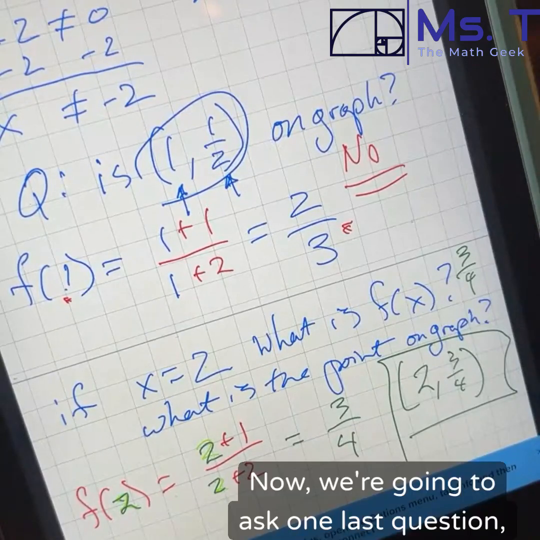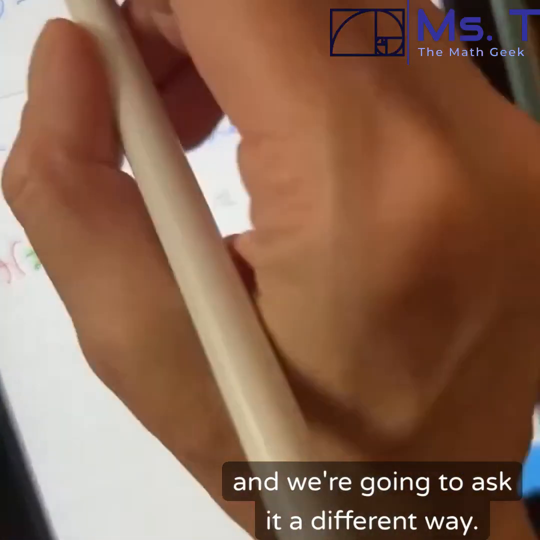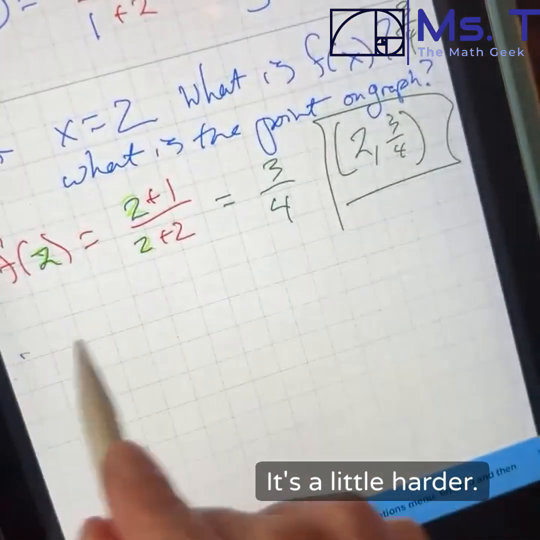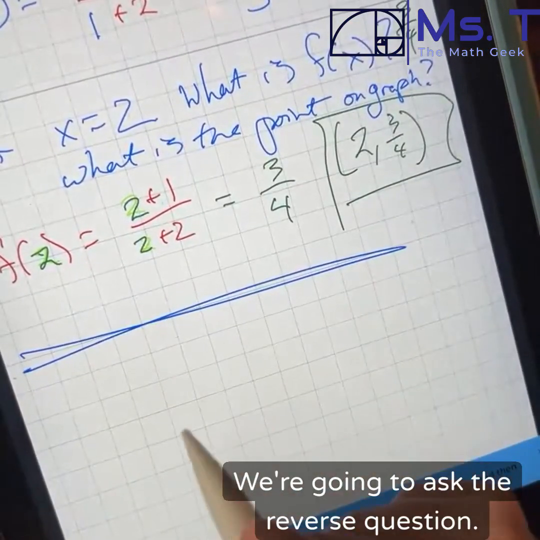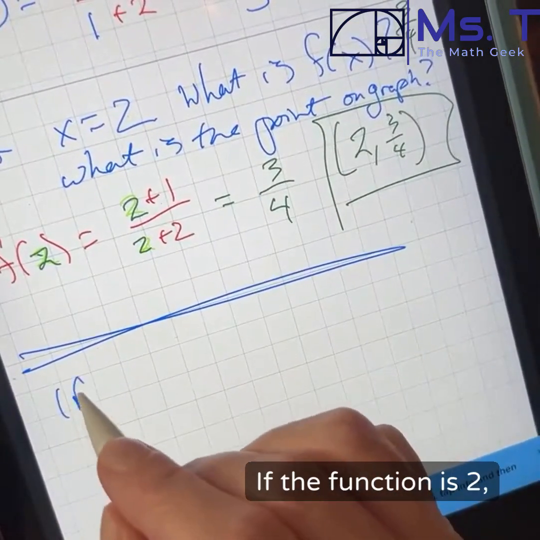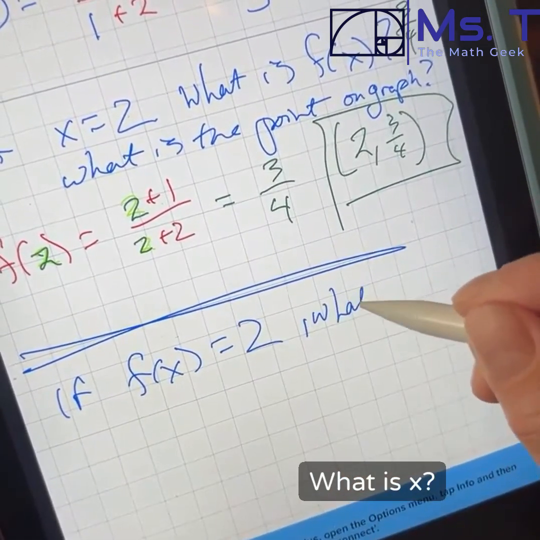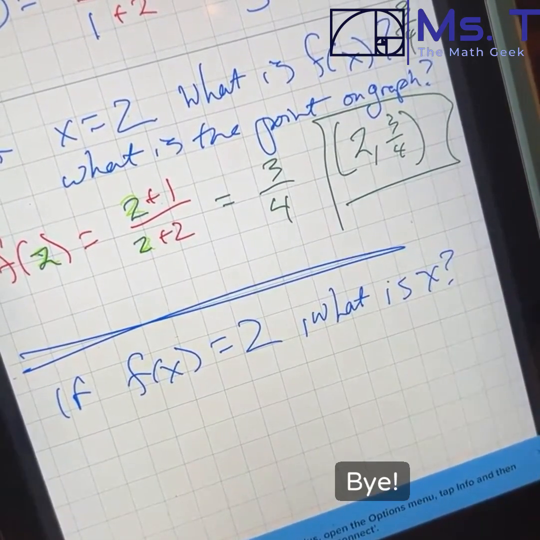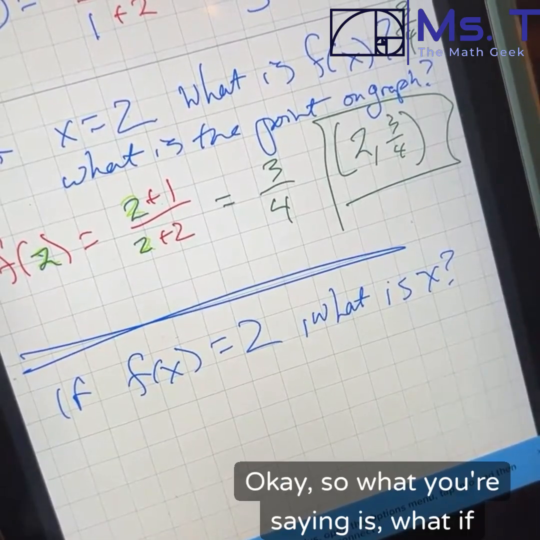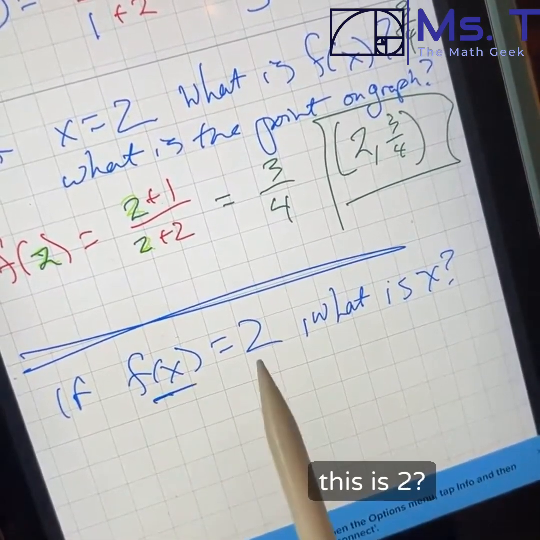Now, we're going to ask one last question. We're going to ask it a different way, and it's going to be our last one. It's a little harder, okay? We're going to ask the reverse question. If the function is 2, what is x? Oh, okay. So what you're saying is, what if this is 2?